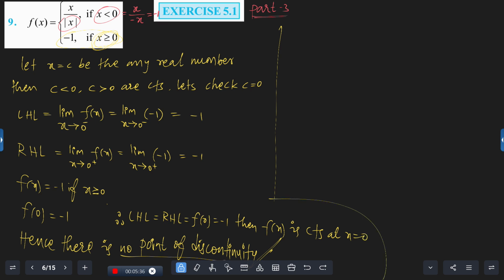So everywhere it is continuous, less than 0, greater than 0, at the place of 0, everywhere continuous, in the sense there is no point of discontinuity. Wherever you check, for this question it's not giving a discontinuity point. That is what we have to say finally. We understand? Right. Next question.